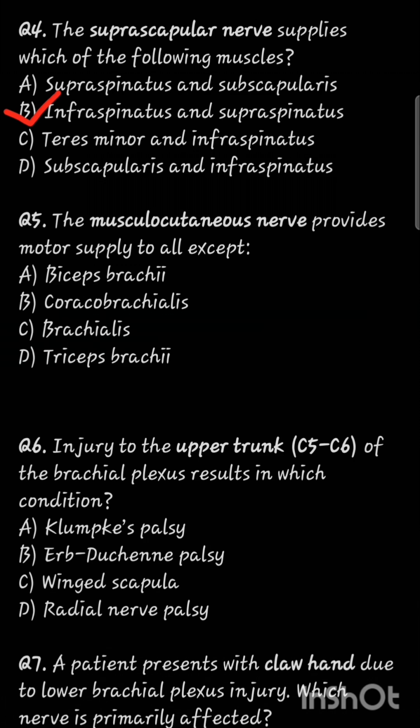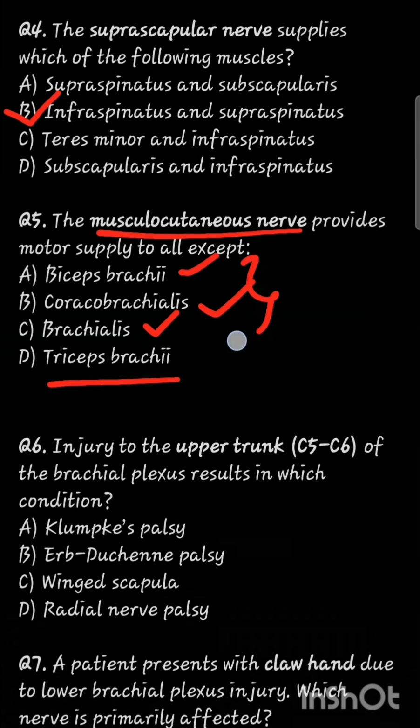Okay, coming to the fifth question. The musculocutaneous nerve provides motor supply to all except. The musculocutaneous nerve is the nerve of the anterior compartment of the arm. The muscles in the anterior compartment are biceps brachii, coracobrachialis and brachialis, whereas triceps brachii is the muscle of the posterior compartment. So the musculocutaneous nerve supplies all these three, and it does not supply the triceps brachii, which is supplied by the radial nerve. So option D.